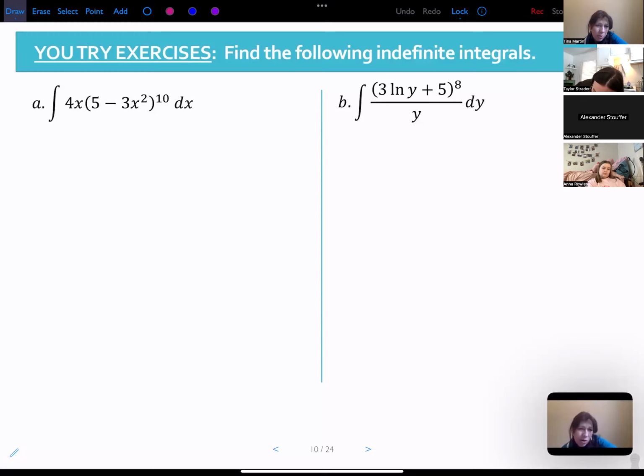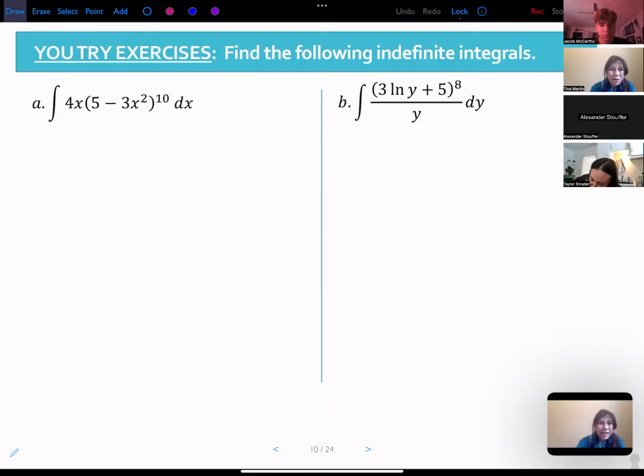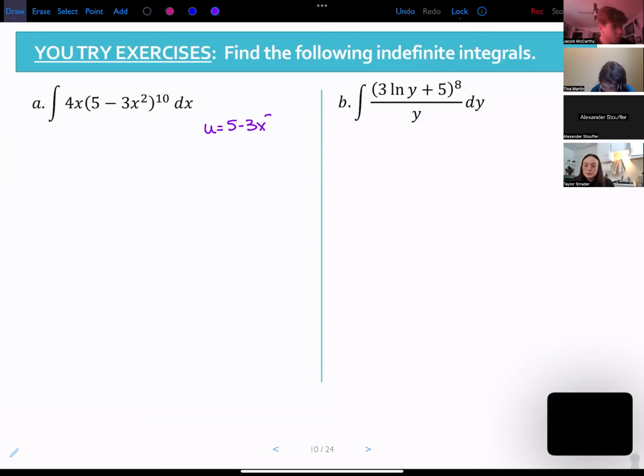I need some new people who haven't had a chance to talk yet. Would anybody like to volunteer and walk through you try exercise A? Anyone want to go ahead? Jacob, go for it. All right, so I started by letting u equal 5 minus 3x squared. Perfect. And then I took the derivative of that, so it's du equals negative 6x dx.